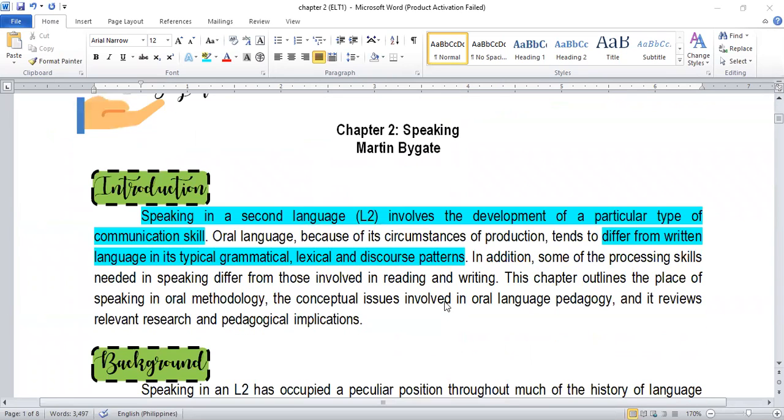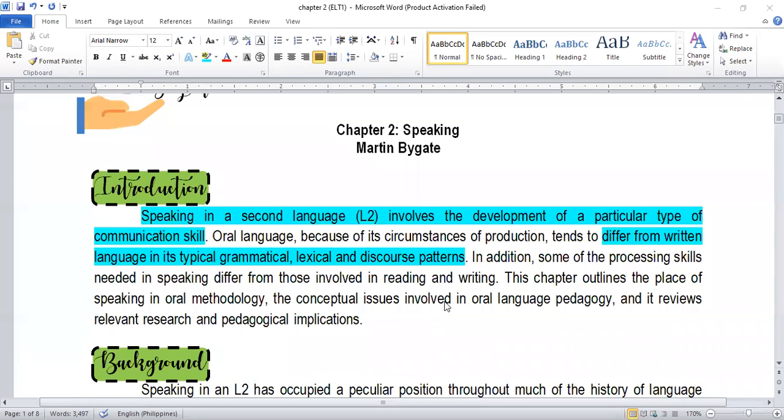Okay? So, as an introduction, speaking in a second language involves the development of a particular type of communication skill. Of course, oral language, because of its circumstance of production, tends to differ from written language in its typical grammatical, lexical, and discourse patterns. Now, both speaking and writing are productive skills, and they involve the use of language. But even though they have a lot of similarities, they also have differences in these aspects.